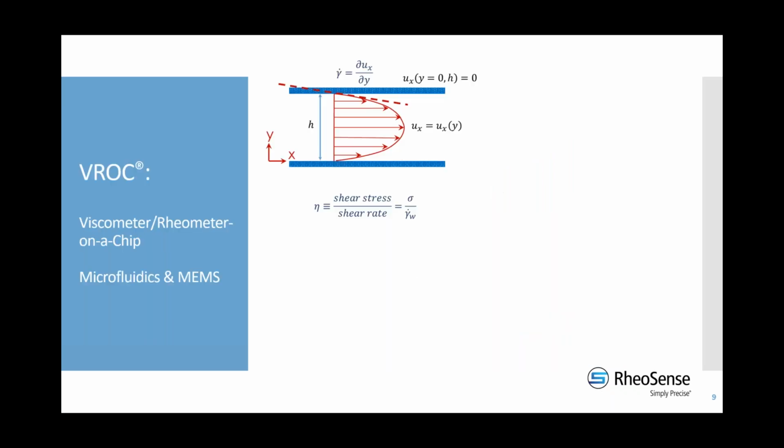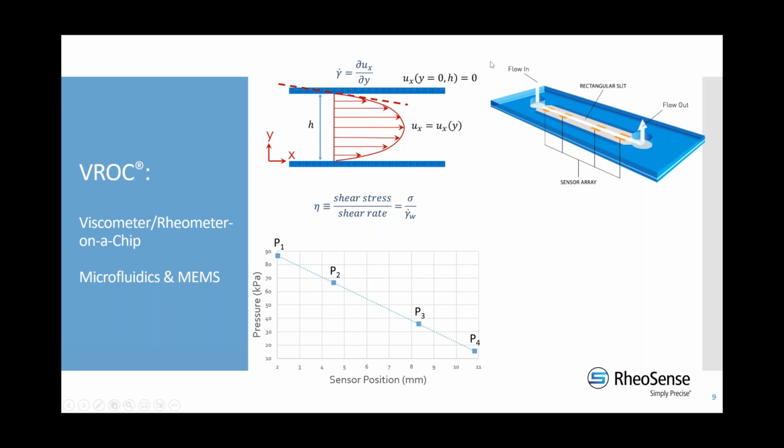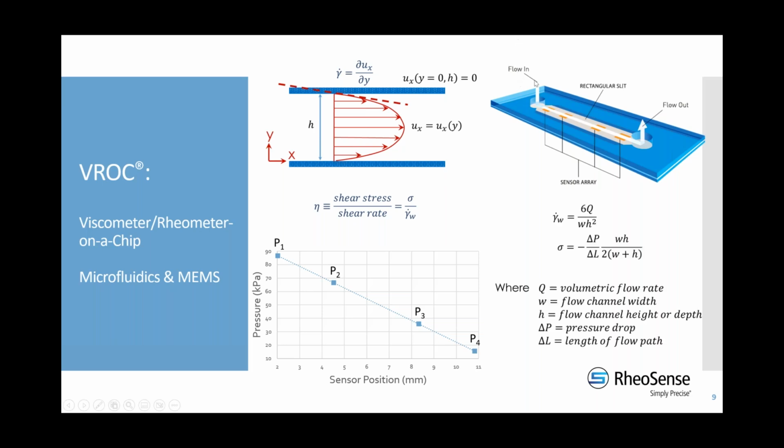So just a quick overview of our technology. We have our VROC technology, which is viscometer, rheometer on a chip. We combine microfluidics and MEMS. We basically have a flow channel where we control the volumetric flow rates in a well-defined flow channel, and we monitor the pressure drop across that flow channel with sensors spaced along the base of that channel. This is a controlled rate instrument where we're controlling the shear rates and monitoring the pressure, which allows us to calculate the shear stress, and we use both of these to calculate the steady shear viscosity.